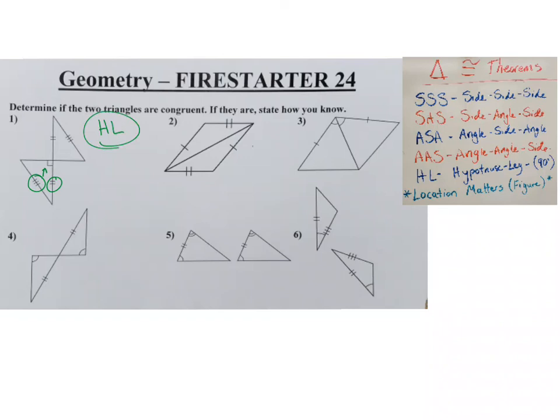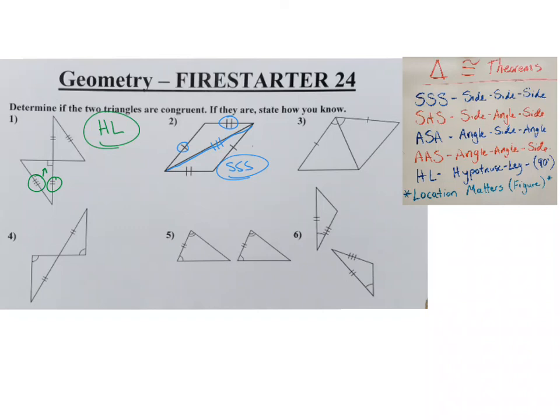Number 2, I see side, side. So there's no way it's going to be angle, side, angle, angle, angle, side, or hypotenuse, leg, because they don't have a 90-degree angle. This is reflexive property, so that gives me the third side. So now I know that's side, side, side.